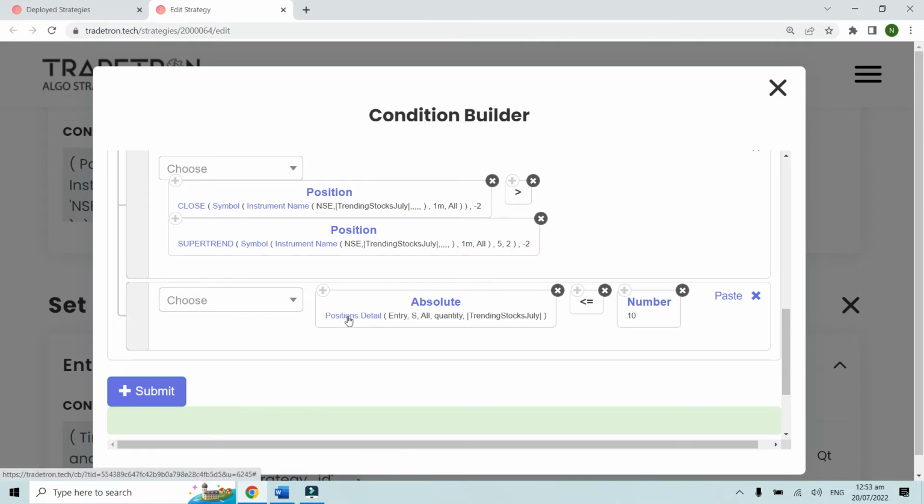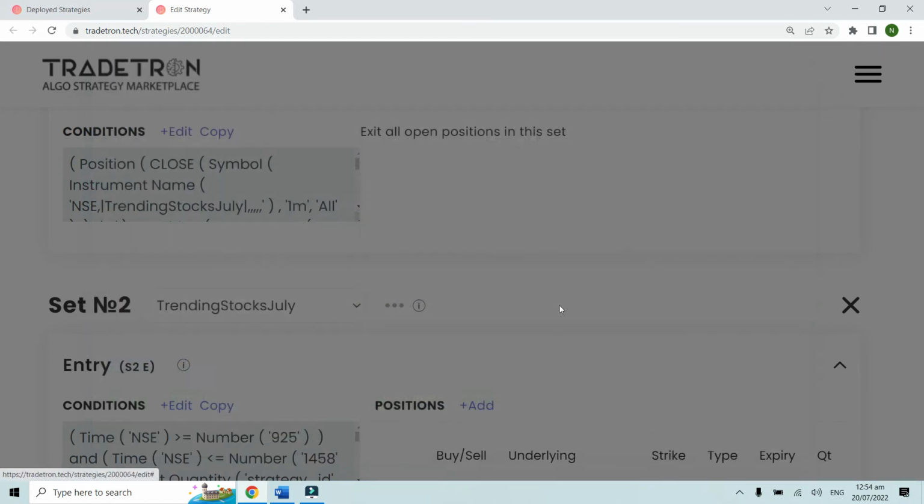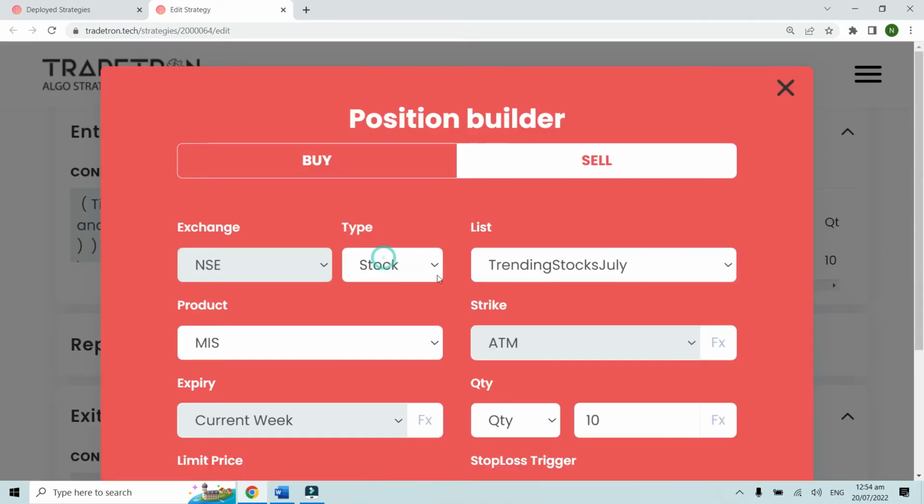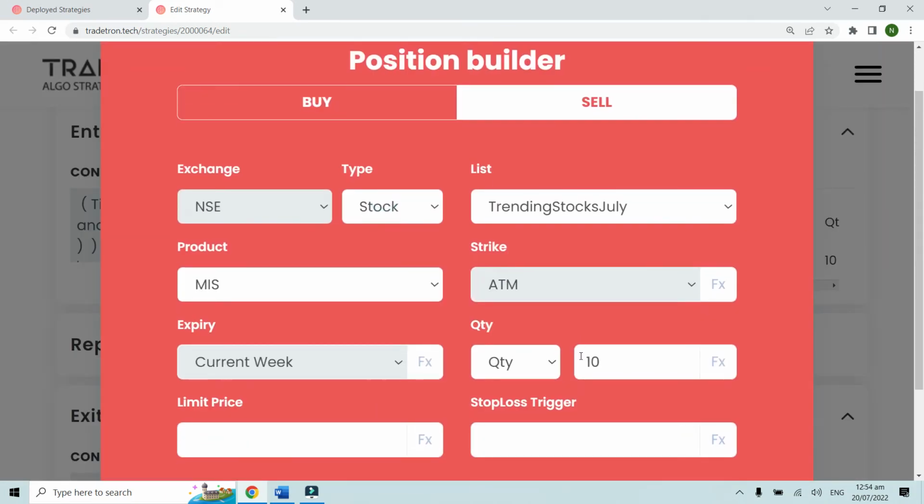So under absolute, when I use positions detail for sell, it nullifies the requirement for keeping the number as negative. So it's the same formula on the sell side, just that it's position details entry S. S is basically for sell. And I've created this particular entry condition. On the sell side also, the reason we're taking quantity as 10 is because the number of shares that we are trading is 10.